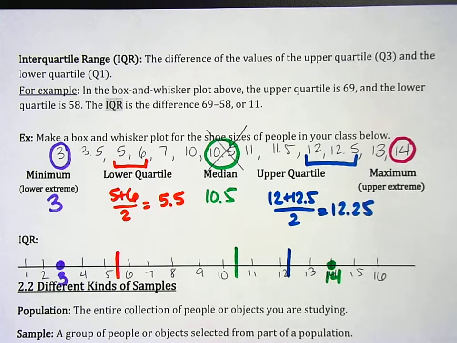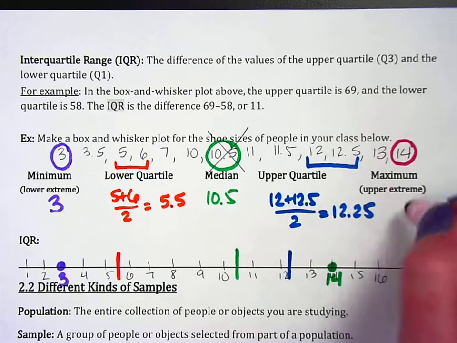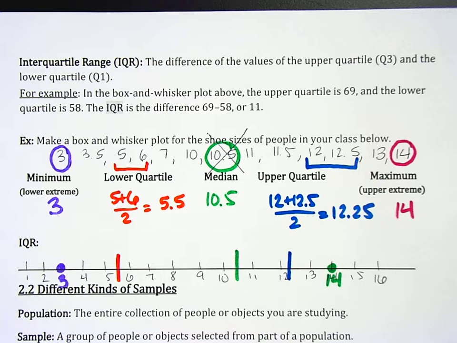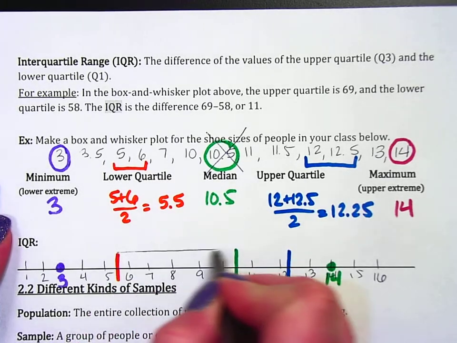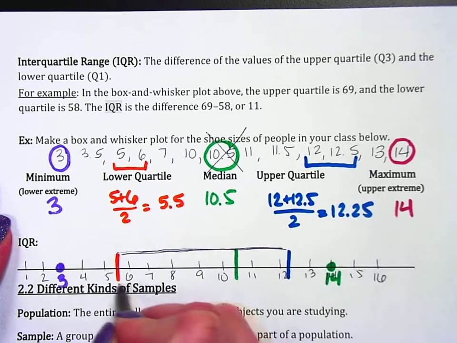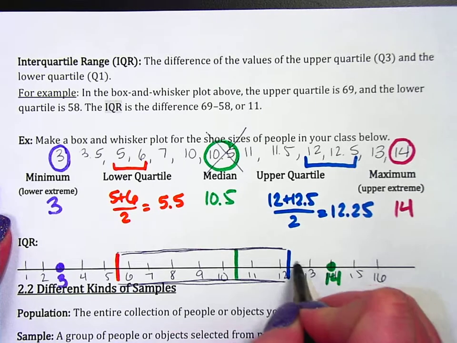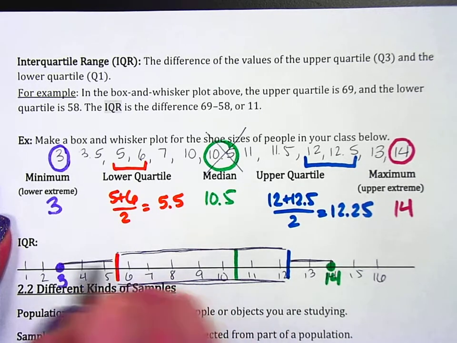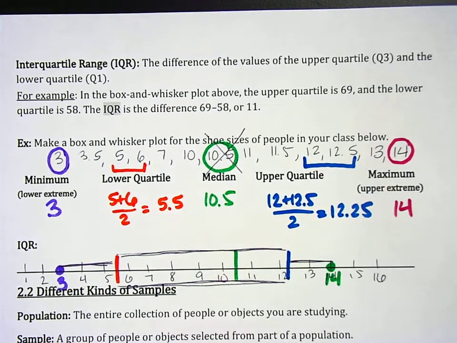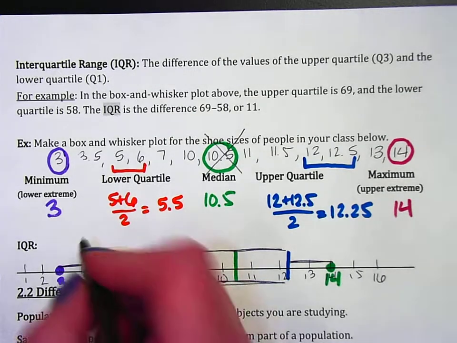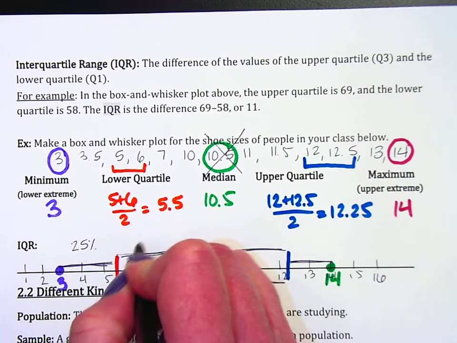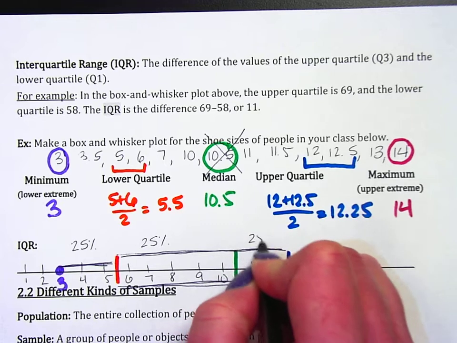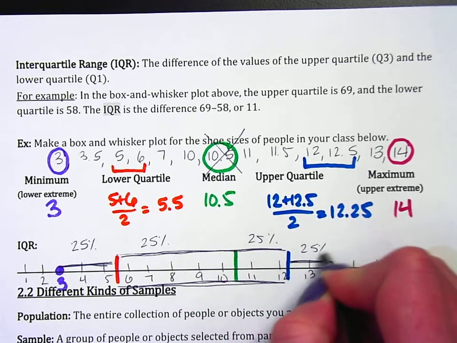Okay, so we found the lower, which was the minimum. The maximum was my upper, that 14. And then we found the middles, and then the middles of those middles. Now my last step is just to finish that box. So I'm going to connect this over, connect that over. My whiskers connect to my lower and upper extremes. I'm also going to write a reminder to myself. So this is 25% of my data, 25%, 25%, and 25%.